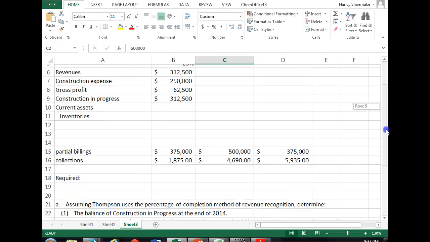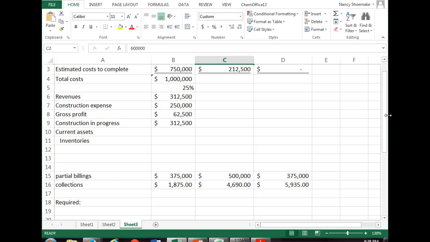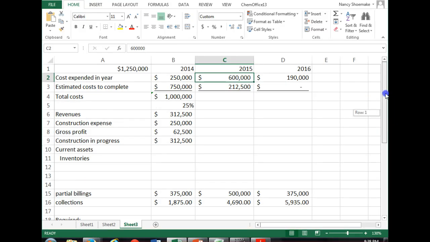So, let me just do this. The gross profit for 2016. So for the cost incurred for 2015, does the 600,000 include the 250,000, or are we adding it together? Cost expended in the year. So no, we would have to add it because this is only the amount expended in the year. It doesn't say cost expended year to date or cumulative. It's just in the year.